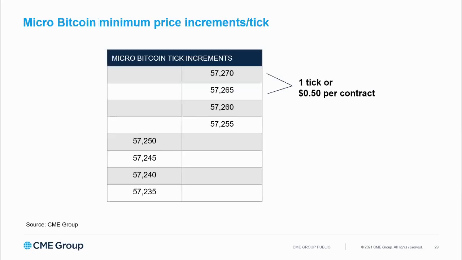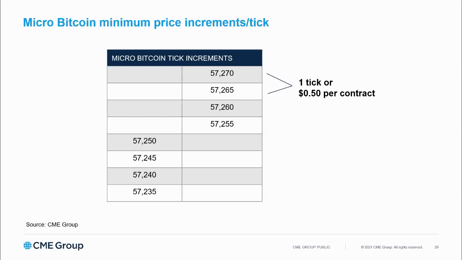And here's a look at an order book, right? It shows the micro Bitcoin tick increments. Remember, this product ticks for $5 for each Bitcoin. So one $5 tick is worth 50 cents per contract.